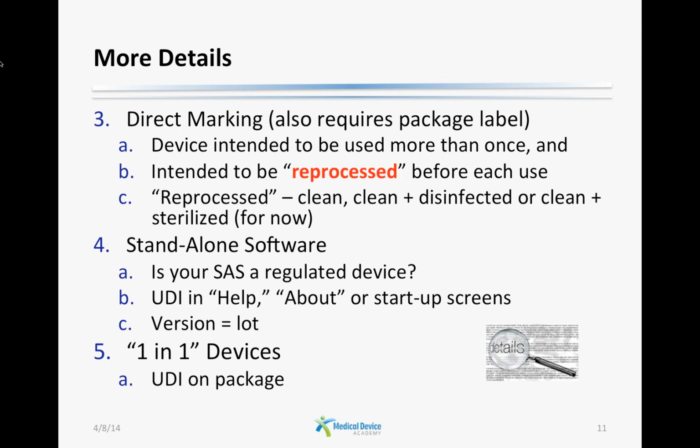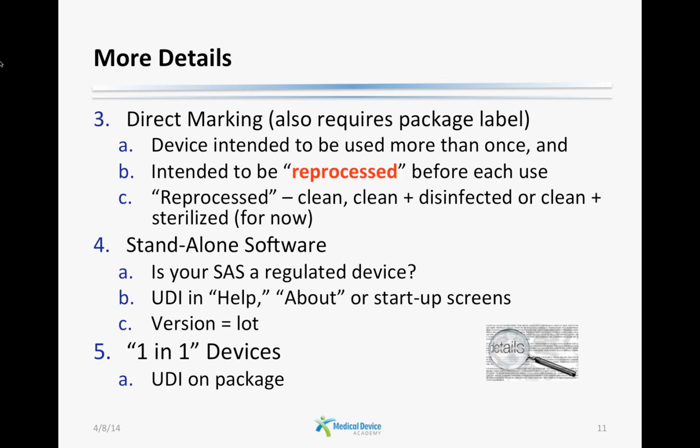For standalone software that is sold packaged versus downloaded, this rule requires the package have a UDI label as well. The UDI used on the package may be the same identifier used for the non-packaged version. For one-in-one devices, that is one device per package, the UDI on the package is adequate.